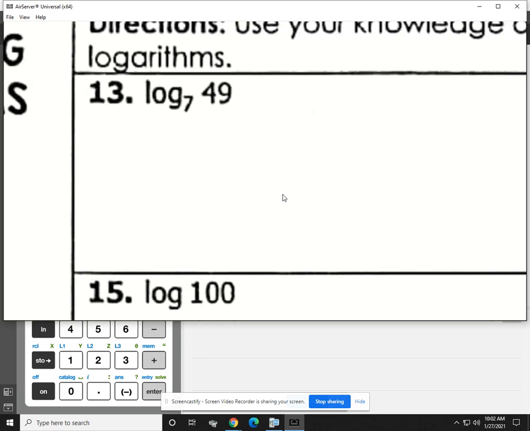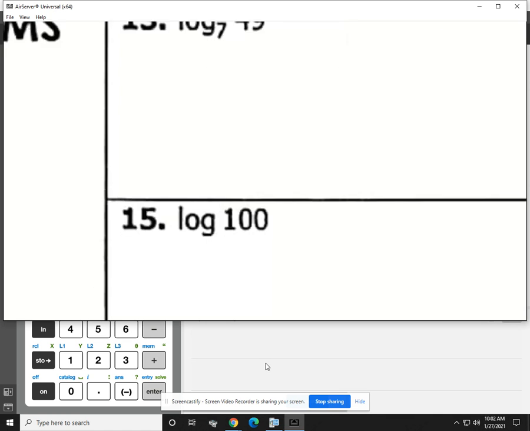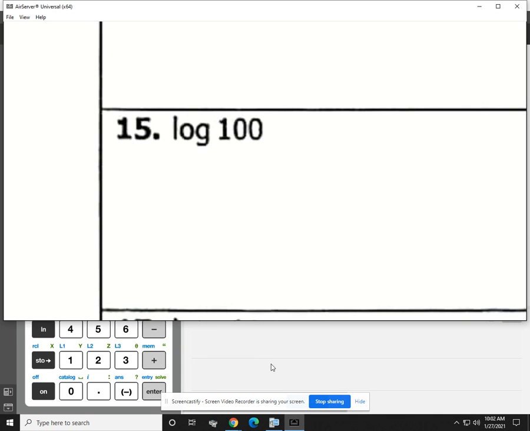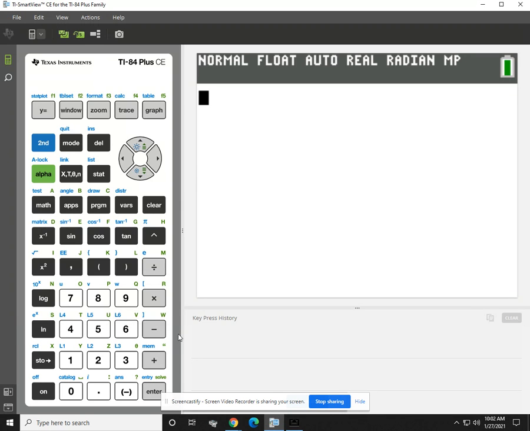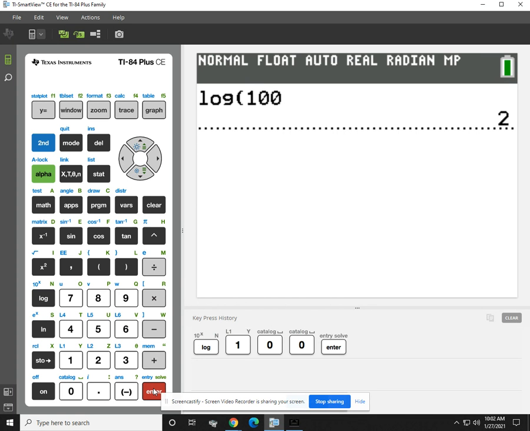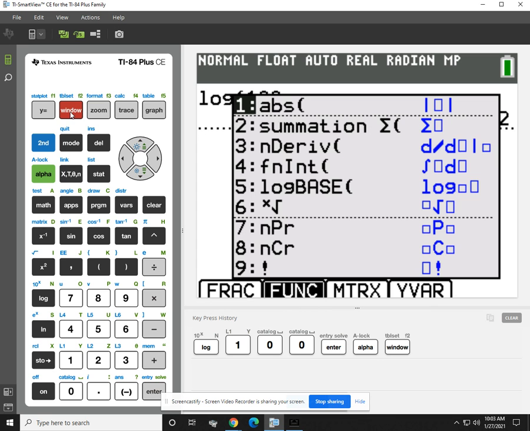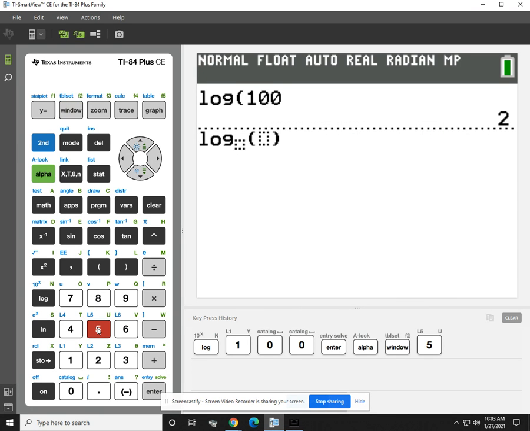Okay? Now, let me show you in the calculator how we're going to do this really fast because you guys have a speedy way to do it. Now, number 15, how do you think you're going to do that one in your calculator since it's base 10? You're just going to push the log button. The log of 100 equals what? 2. But for any of those where they change the base, here's where we're going to go. Y'all ready? You're going to go alpha, window, number 5. It does the change of base formula for you using alpha window number 5.